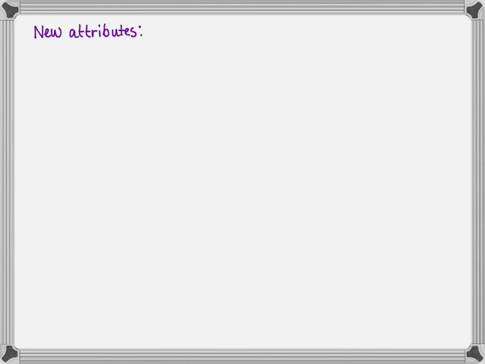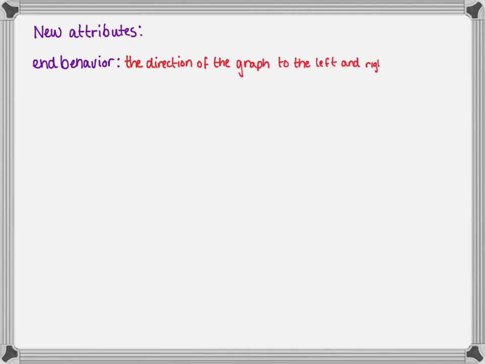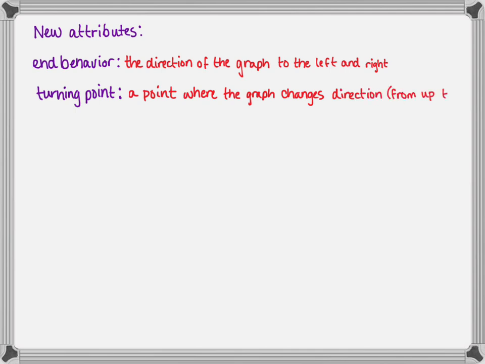So some new attributes are end behavior, and this describes the direction of the graph to the left and to the right, and we'll see that in a moment. Turning points, but we can have more than one. A point where the graph changes direction from up to down or down to up. And we've seen one of those before when we've looked at quadratics. So for example, a vertex.